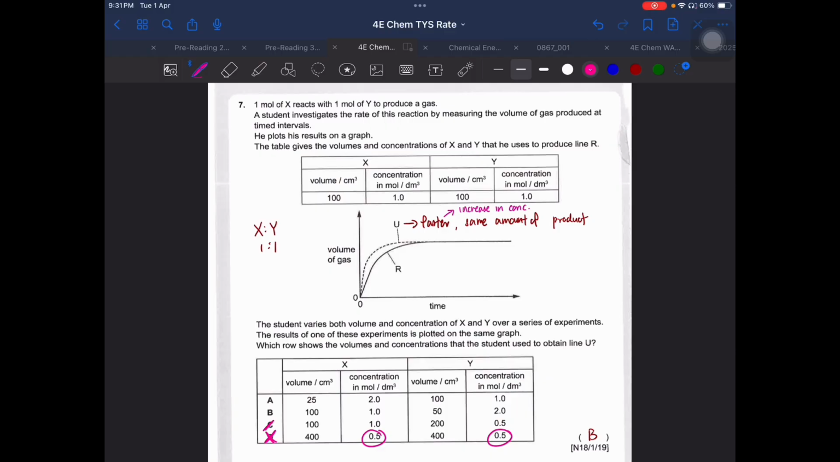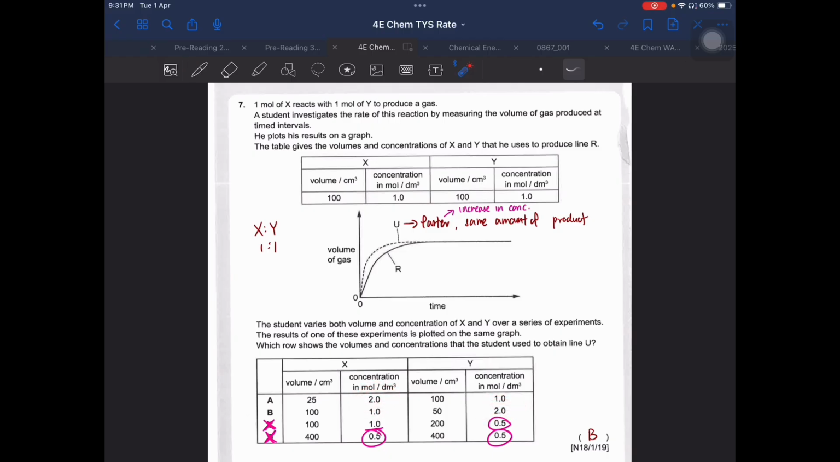Option C is also out because while the concentration for X is still 1, the concentration for Y actually dropped. So it shouldn't be the case, because dropping concentration will actually slow down the reaction. Now, but what about A and B? How do we know what exactly is happening? Because it looks like there is a change in terms of concentration.